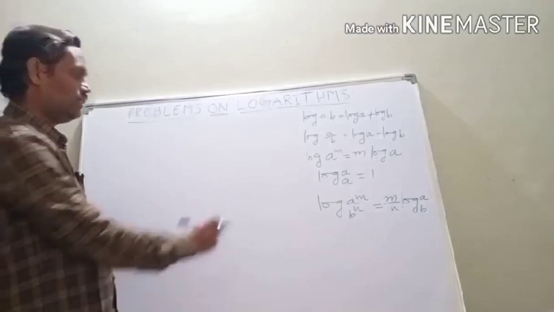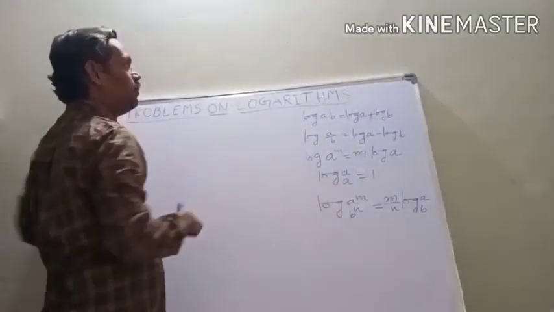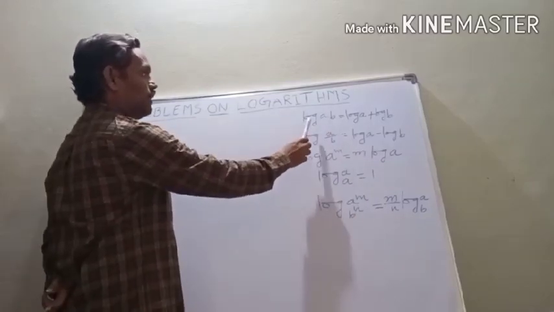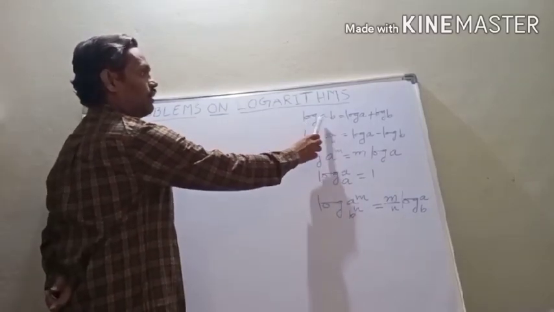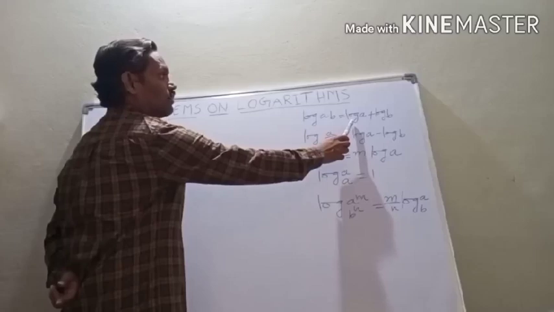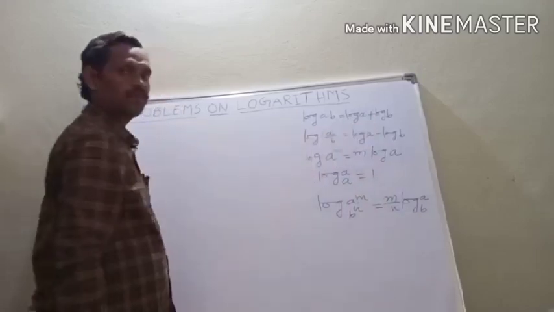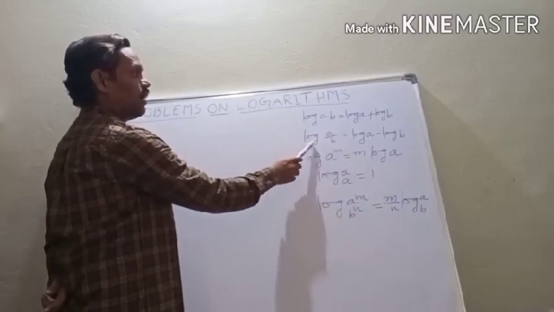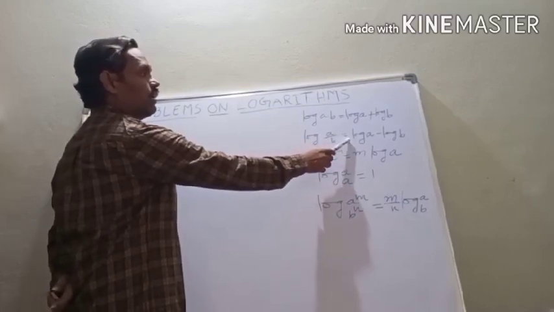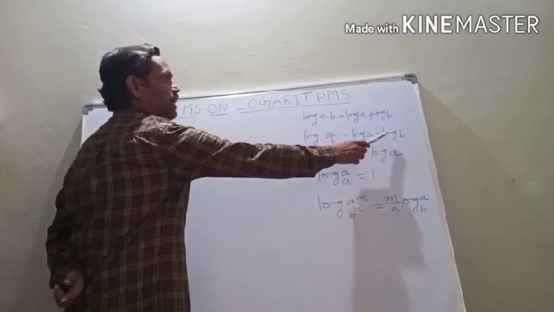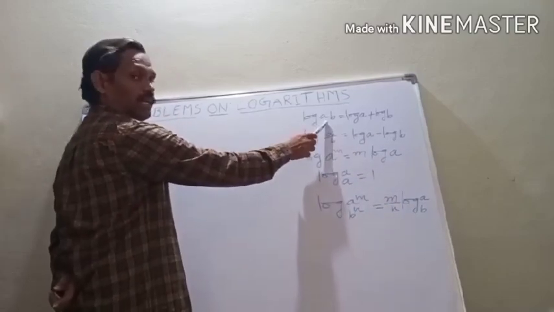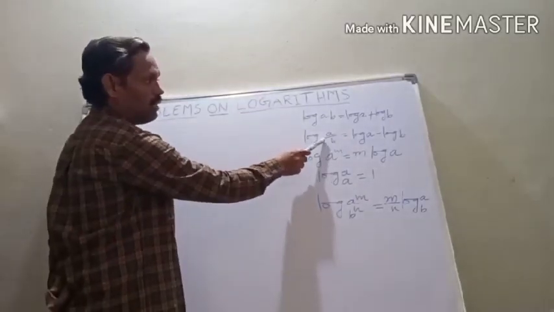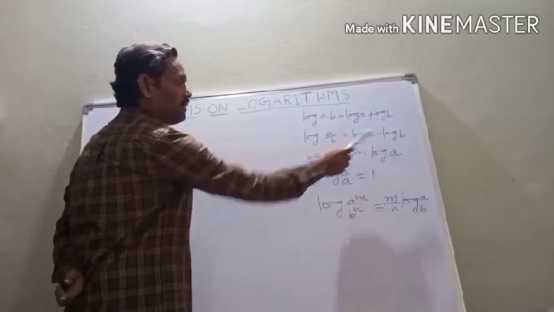The first one is log of AB. That means log is applied to a product. This log can be split into two logs, log A plus log B. Now the second one is, if log is applied to a quotient, log of A by B is equal to the difference of logs, log A minus log B. If you have a product, you can write a sum of logs. If you have division, you have to write a difference of logs.